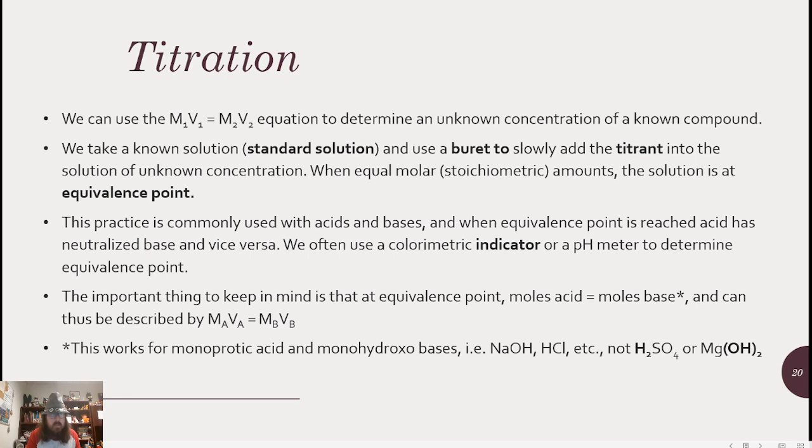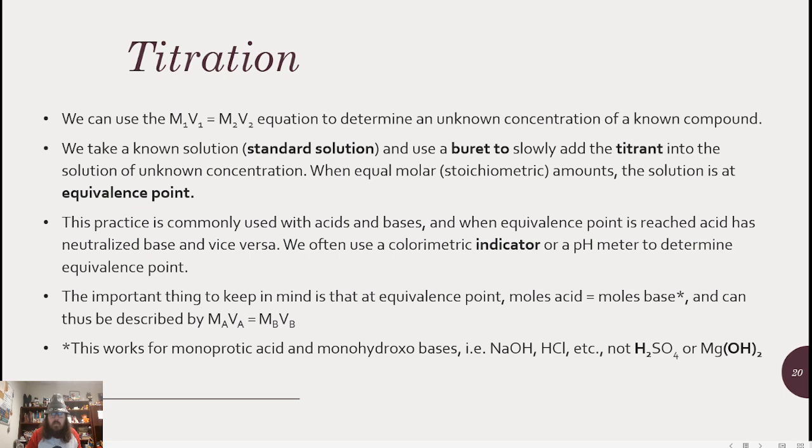This practice is commonly used with acids and bases, especially because acids and bases will normally neutralize each other to become neutral water, and because we can use colorimetric indicators or a pH meter. Those are very easy ways. You can put in something like phenolphthalein, and it will change color violently when it goes from acid to base, and we'll see, oh, it's done.